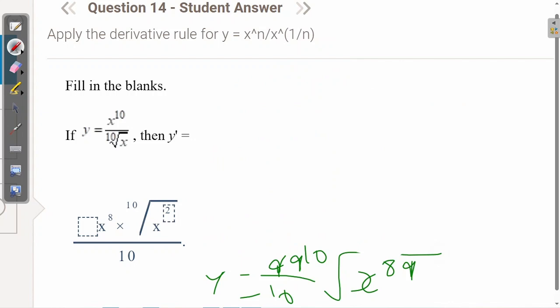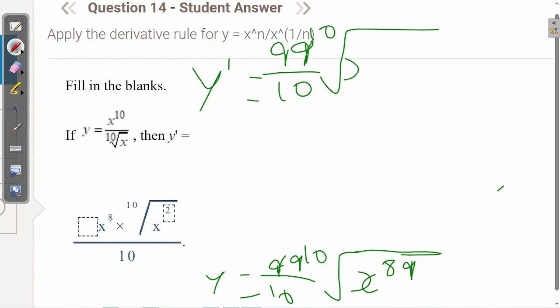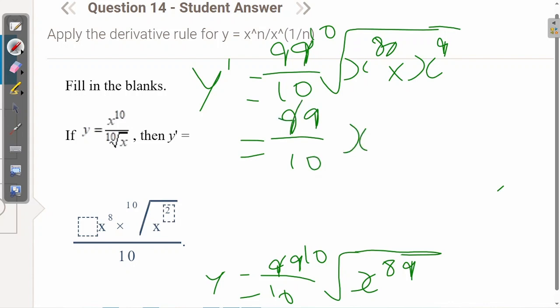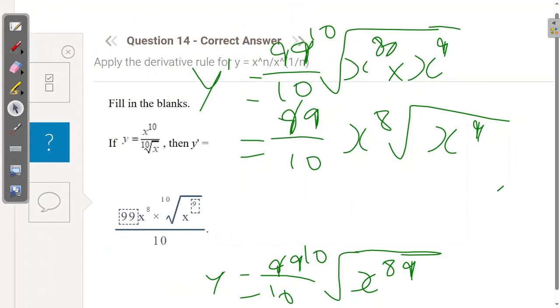So to bring something out of the 10th radical, it must be divisible by 10. So what's the biggest number that's divisible by 10 that we can make out of 89? It's 80. So y prime is equal to 99 over 10, 10th root of x power 80 times x power 9. 80 divided by 10 is 8, so we're going to leave with 99 over 10 x power 8 radical x power 9. So yeah, that's the final answer.